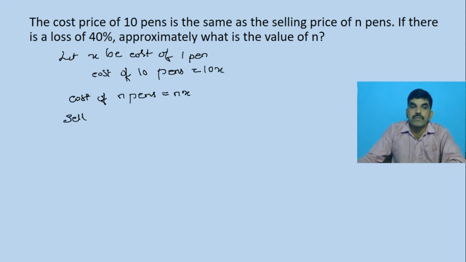Now what is the selling price of n pens? See, here it is given that the cost price of 10 pens is the same as the selling price of n pens. So the selling price of n pens is the cost price of 10 pens. So that is 10x. Here we don't know whether nx is more or 10x is more. But here it is given that there is a 40% loss. So that means the cost price of n pens is more than the selling price of n pens. So loss is equal to nx minus 10x.